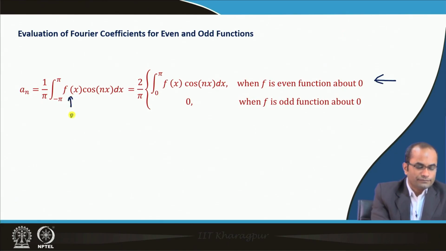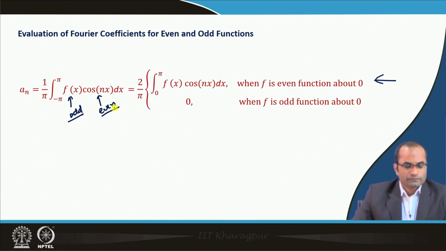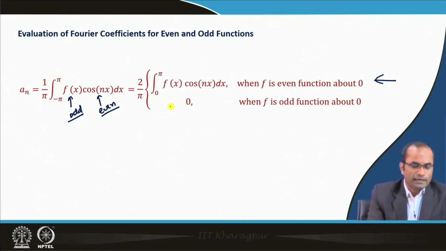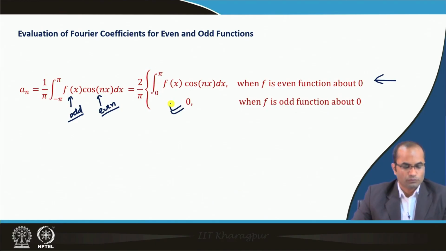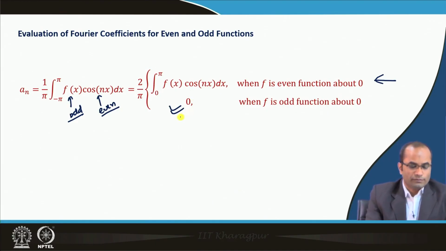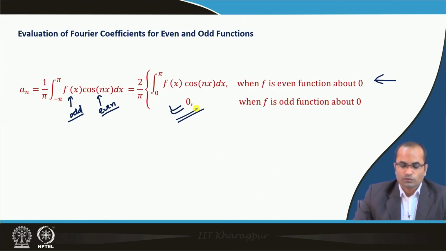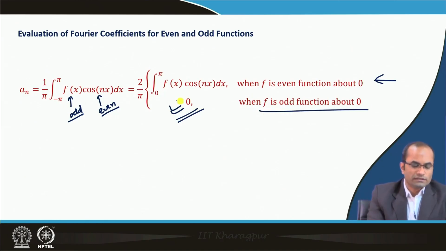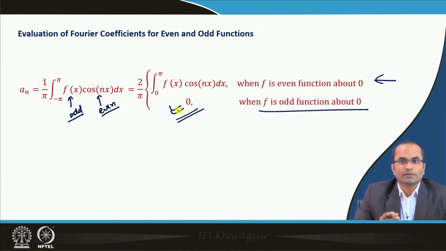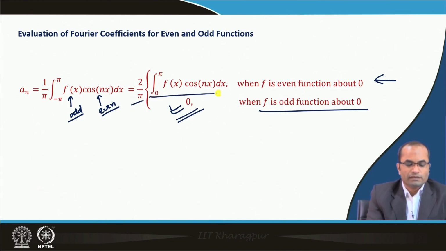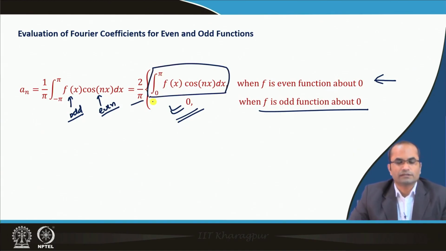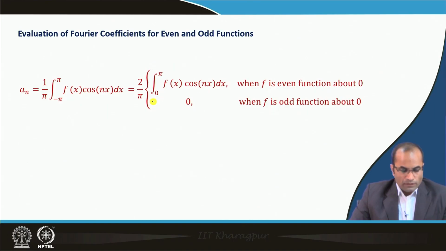And if f is odd, then with cos being even, the product is odd, and in that case since the integral is from minus pi to pi, this will be 0. So, if f is an odd function about 0, this integral will become 0, meaning the a n's will become 0. If f is an even function, then we can simply compute those a n with the help of this simplified integral, where the integral now varies from 0 to pi only instead of minus pi to pi.